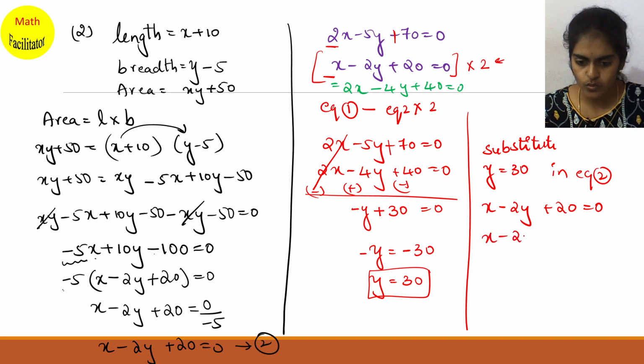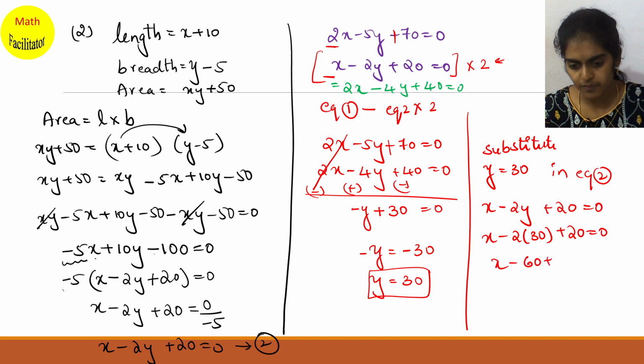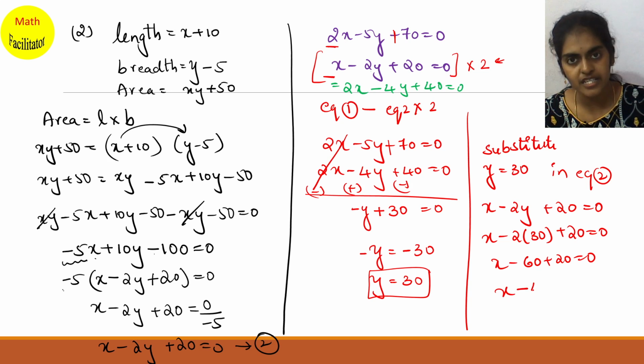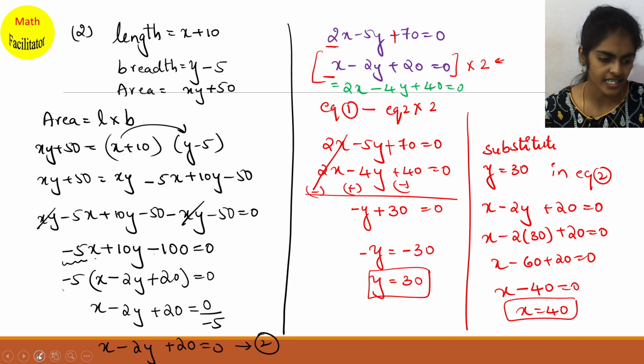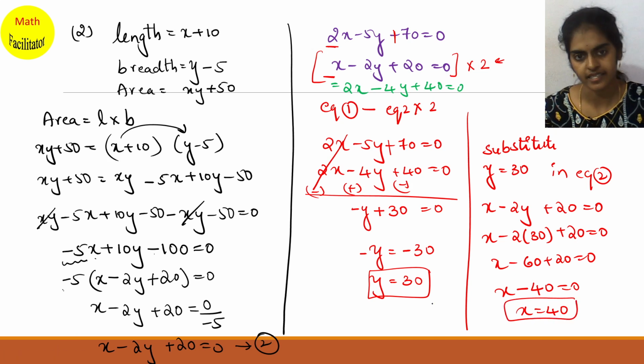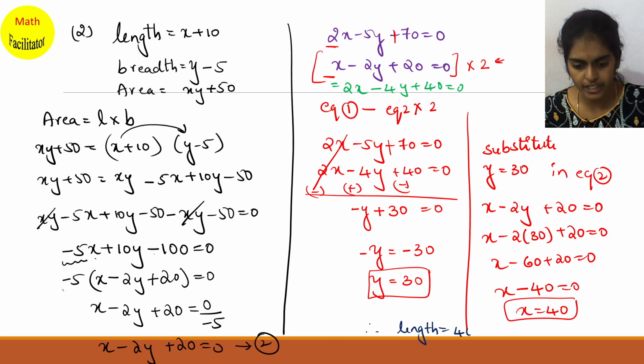x minus 2 into y, which is 30, plus 20 equal to 0. So x minus 60 plus 20 equal to 0. So x minus 40 equal to 0, or x equal to 40. So I got the value of x as 40 and y as 30. But what is x and y? Therefore, x is nothing but length. So length is 40 units. And y is nothing but breadth. So breadth is 30 units.